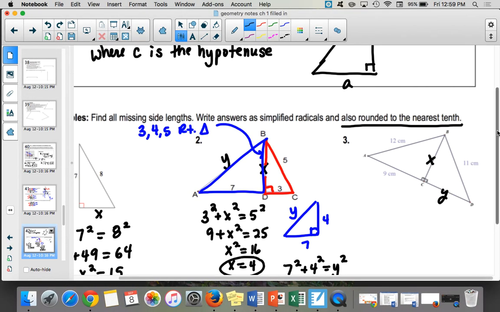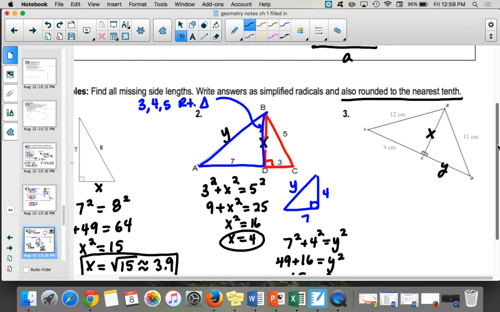All right, so the first one we're going to find is actually a multiple of 3, 4, 5. However, it's not in the right order. If it had been 9 and then 12 was the other leg, it would be a 3, 4, 5. It would be 9, 12, 15. But no such luck, right? So it's a little bit gross. So we have 9 squared plus x squared equals 12 squared. And so we get 81 plus x squared equals 144.